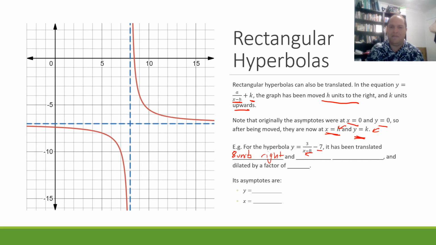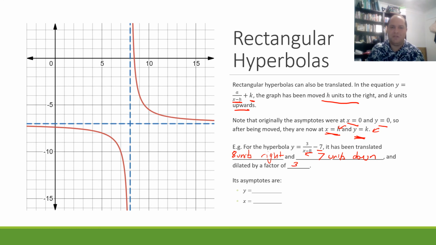And then negative 7, that one does move according to how it looks. So negative 7 means 7 units down. And it's been dilated by a factor of, the number at the top there is a 3, so it's been dilated by a factor of 3.